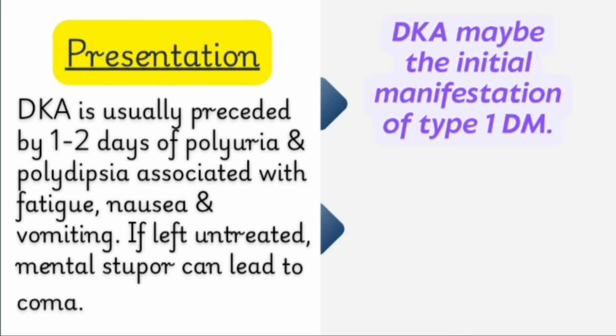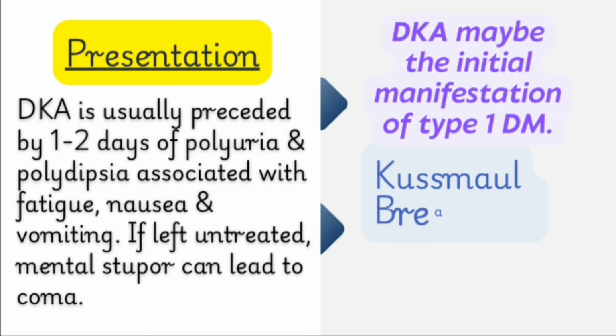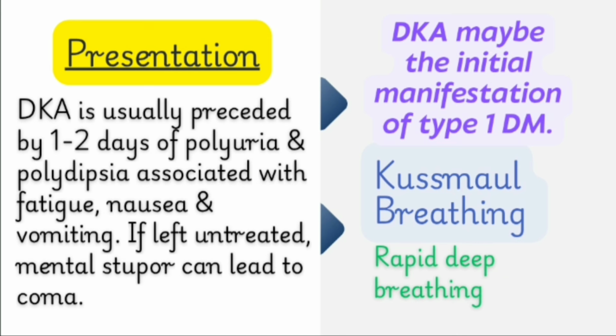So what is the presentation of DKA? DKA may be the initial manifestation of type 1 diabetes. It is a life-threatening medical emergency. It is one of the serious complications of insulin pump therapy. DKA is usually preceded by 1 to 2 days of polyuria and polydipsia associated with fatigue, nausea and vomiting. If untreated, mental stupor can lead to coma. Unexplained weight loss, vomiting, abdominal pain, polyuria, polydipsia, lethargy, anorexia and dehydration are common symptoms of DKA. Rapid deep breathing, which is known as Kussmaul hyperventilation, is also a common presentation of DKA. So we should check blood sugar level of all diabetic patients who are unwell.